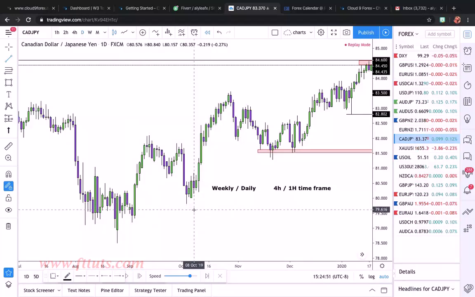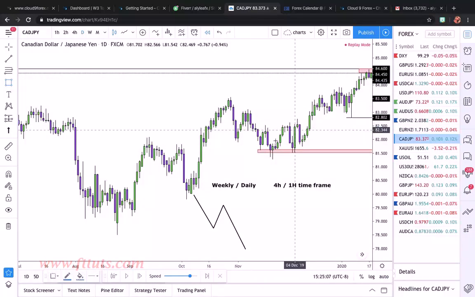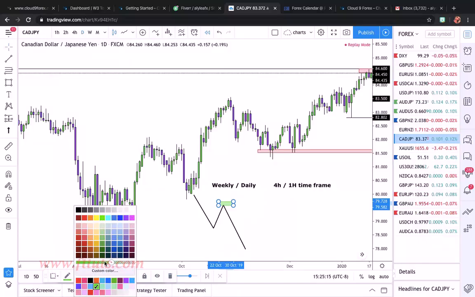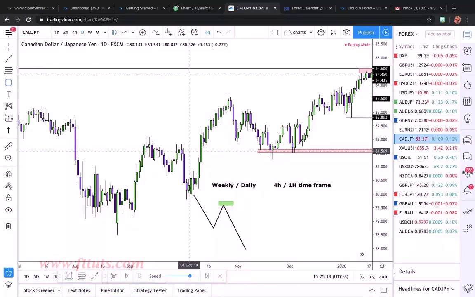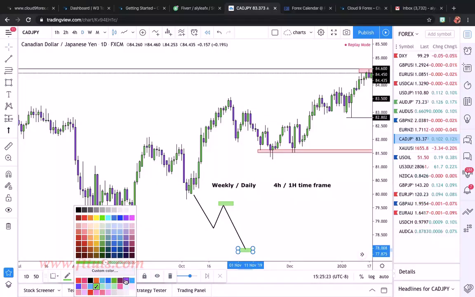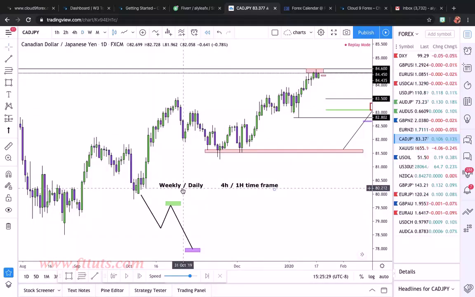So this is what the weekly is going to look like, okay? Downtrend, uptrend, and downtrend continuation. Our goal is our entry, which would be right here, and then our target, which would be right here at one of our fib levels, one of our support levels, whatever it is. Okay, so that's the weekly and daily.